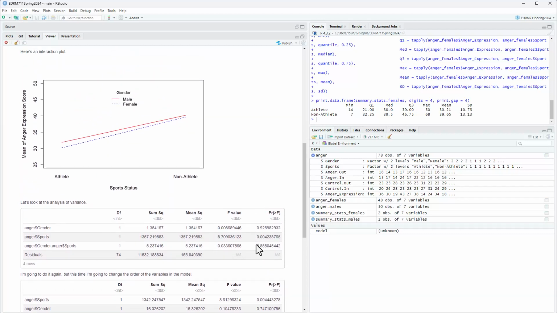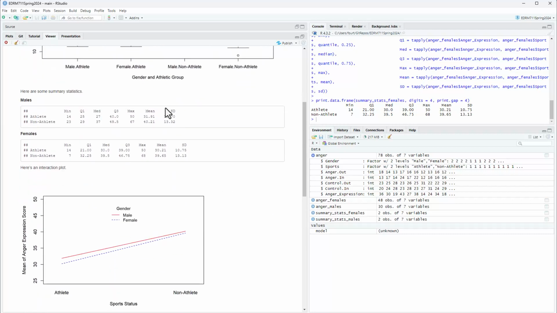So knowing that I don't have much interaction, let's look at the main effects. It looks like there is a main effect for sports, that is athlete versus non-athlete, and not a main effect for gender. And that's consistent again with what we're seeing up here in this plot. Doesn't look to be any main effects for gender. Doesn't look like male and female are much different than each other, but it does look like athlete is different than non-athlete. So that's why we're getting F values here of 0 for gender and 8.7 with a p-value of 0.004 for sports, meaning we can actually infer.